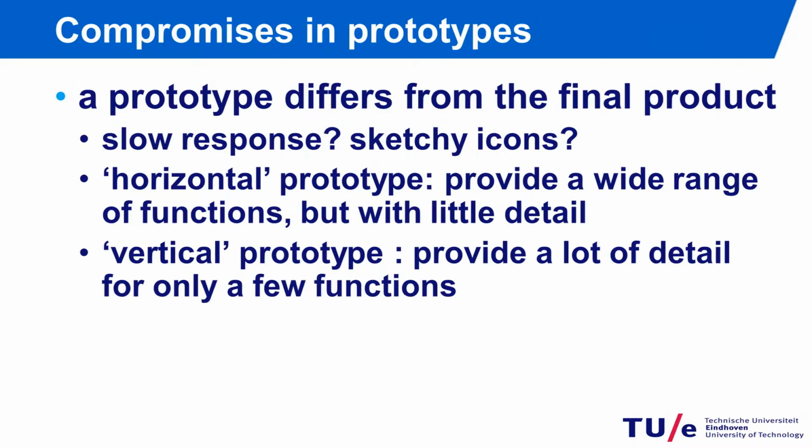A horizontal prototype focuses on the overall impression. A lot of functions are implemented, but perhaps incompletely. In a vertical prototype, a few functions that you want to evaluate have been really developed, but the rest of the interface may be either missing or have very crude prototypes.